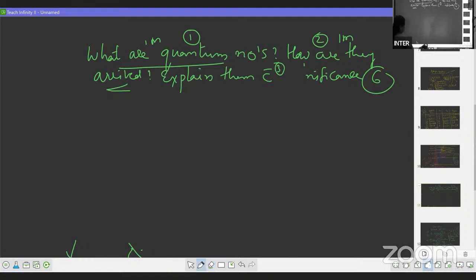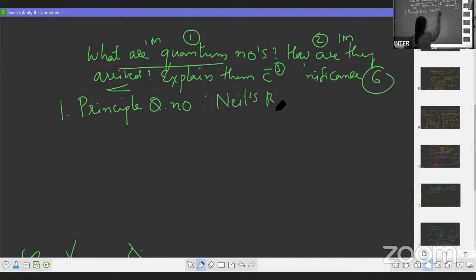So please, the first quantum number. The first quantum number is called the principal quantum number. Who proposed this quantum number? Bohr proposed this quantum number. What is the symbol of the principal quantum number? Small n is the symbol. Now, what are the values of the quantum number? n is equal to 1, 2, 3, 4, and so on.